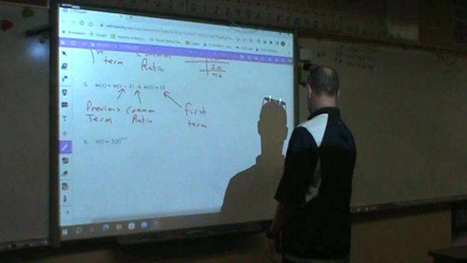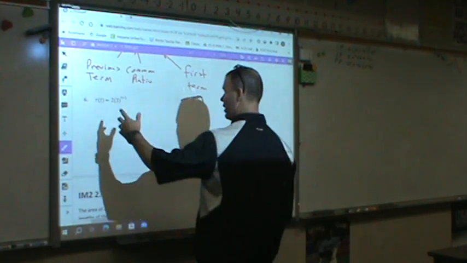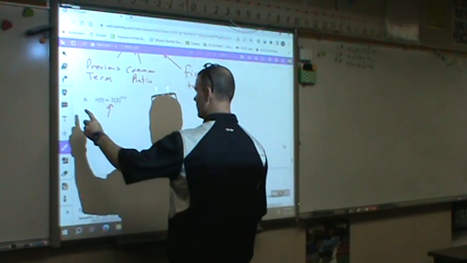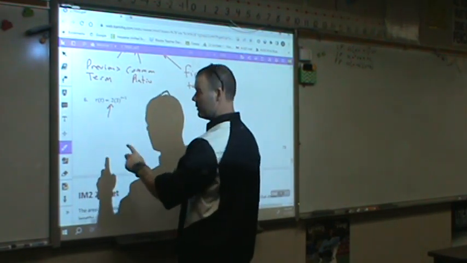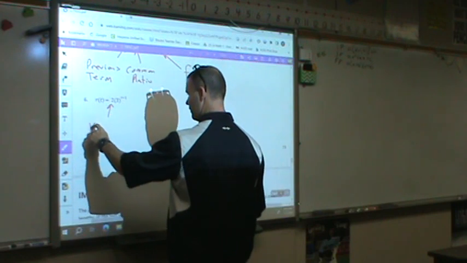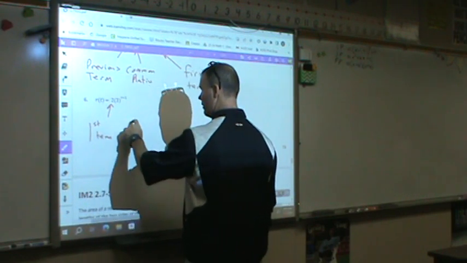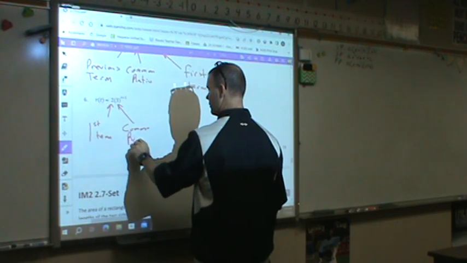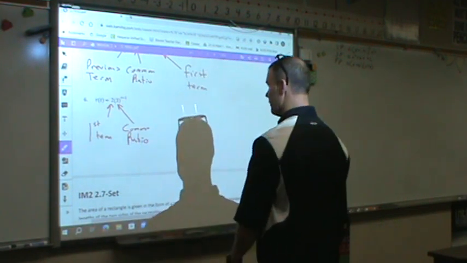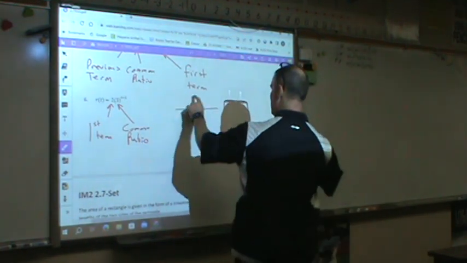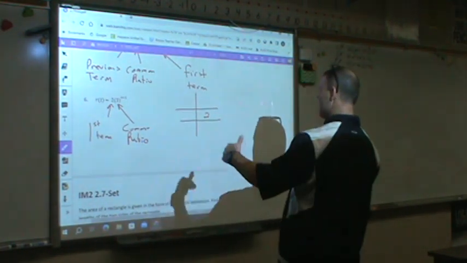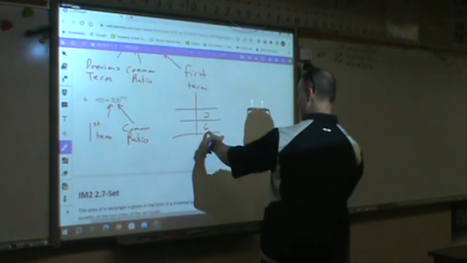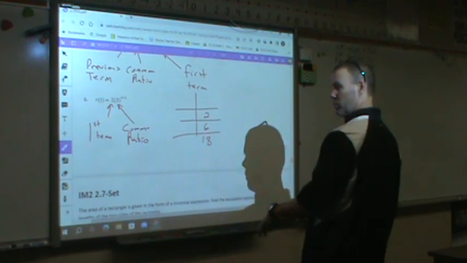Number 6. Can we figure out number 6 based on 4? What is 2? First term. The common ratio in this case is 3. So again, if I look at a table, first term is 2. How would I get to the second term? Times it by 3, so 6. The third term, times it by 3, 18, and so on and so on.